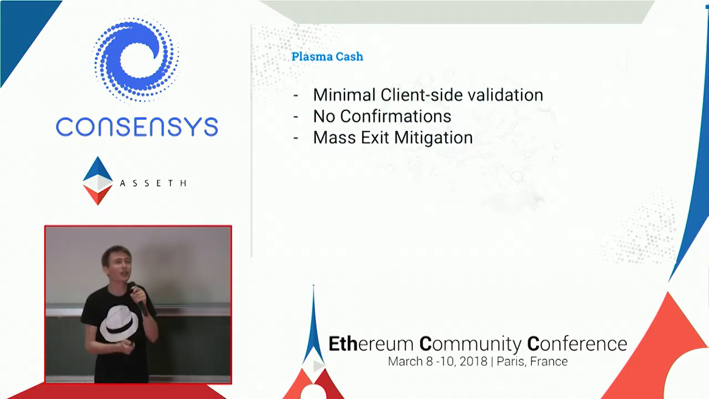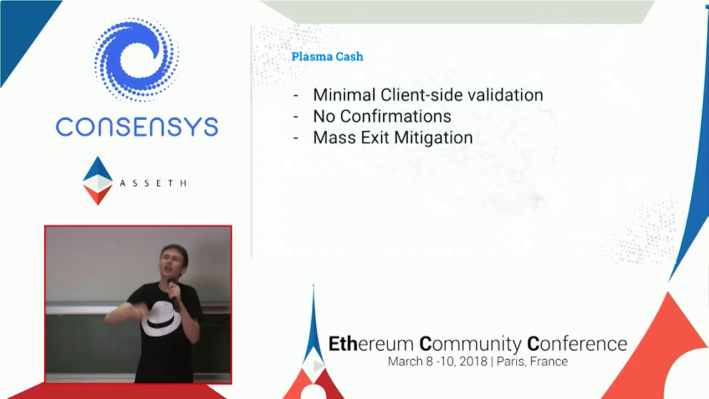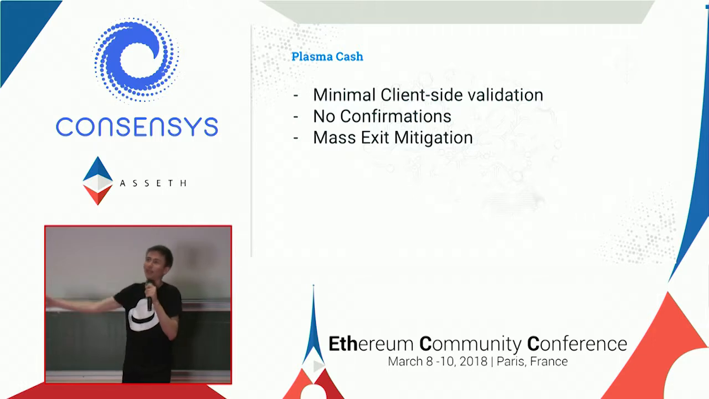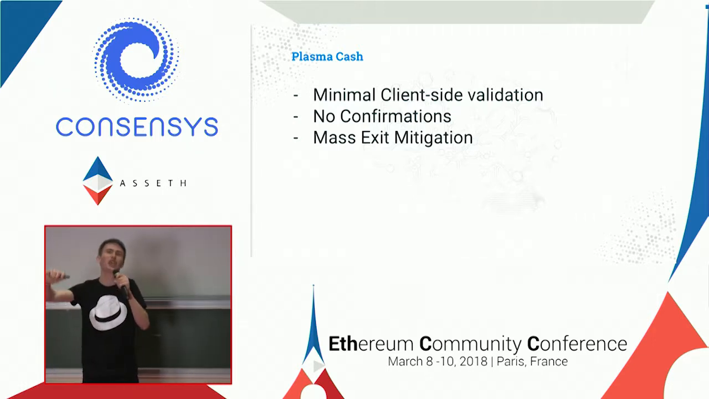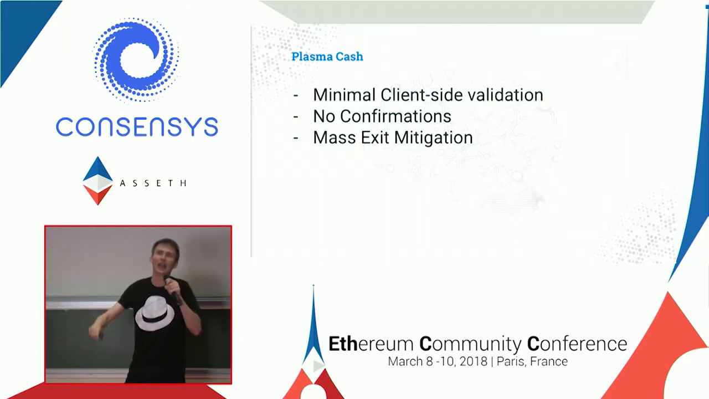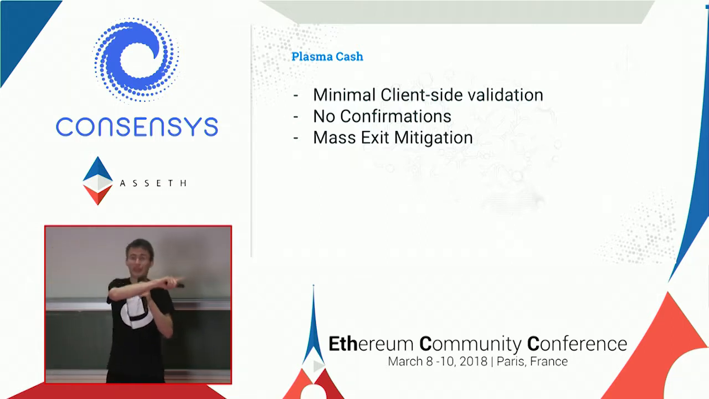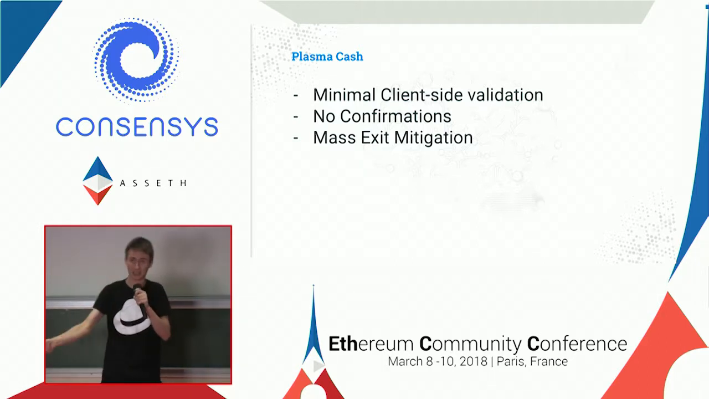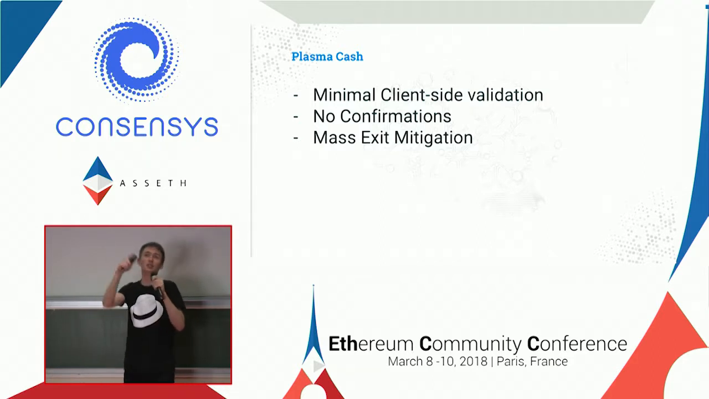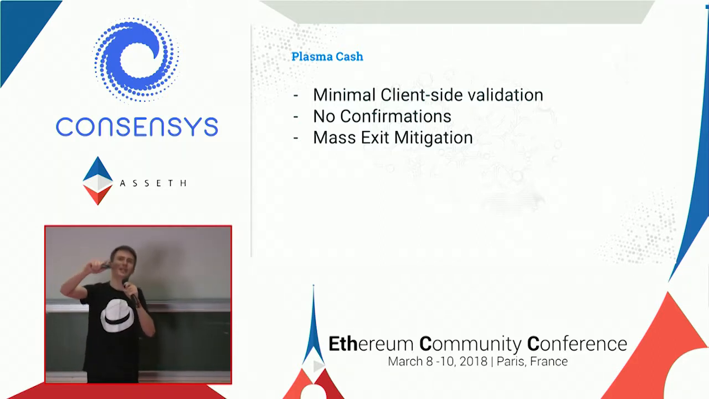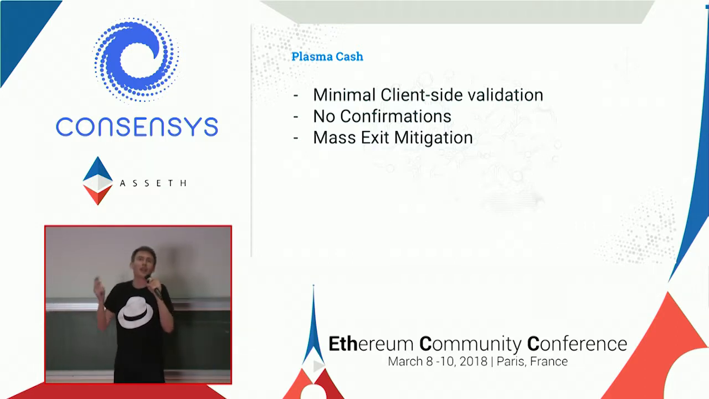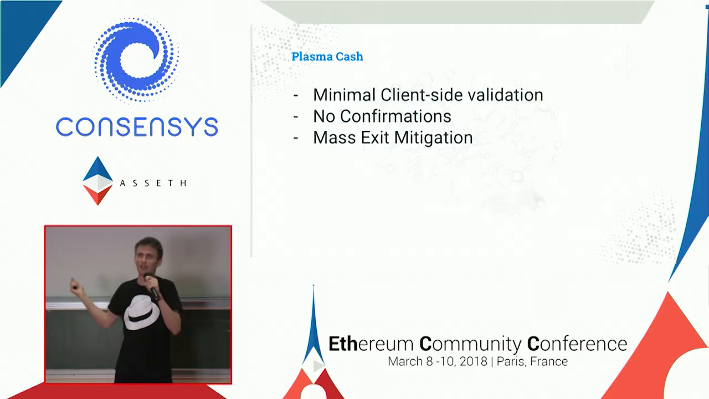The last little thing is mass exit mitigation. Basically, because you have to exit coins coin by coin, the plasma operator doesn't have the ability to change the balance and then send one exit to take all of the coins. Instead, the plasma operator would have to send exits for many different coins, which means users have a chance to battle it out, and they can challenge those exits. So the result of all this is that users are not in a mad dash to get their coins out if there is an invalid state transition.